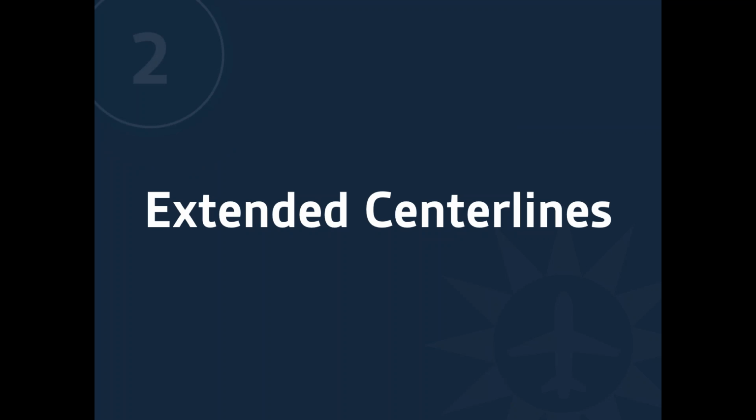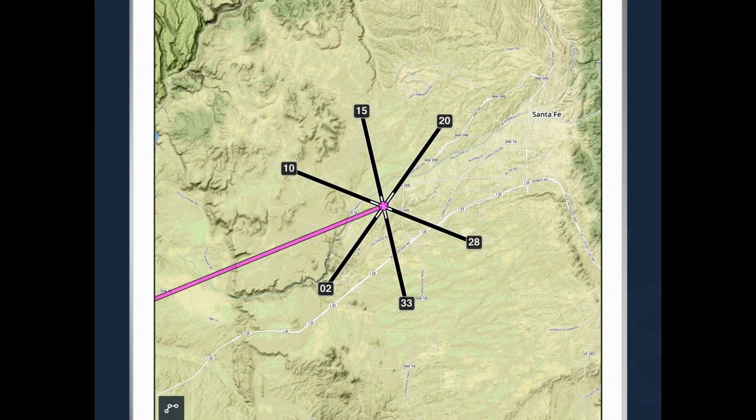First, let's talk about extended centerlines. Extended centerlines look like this and give me a clear depiction of which runway is which, especially when approaching a situation like we have here at Santa Fe with multiple runways pretty evenly spaced. The enlarged runway number markings will give me that added bit of confidence that I'm lined up for the correct runway.